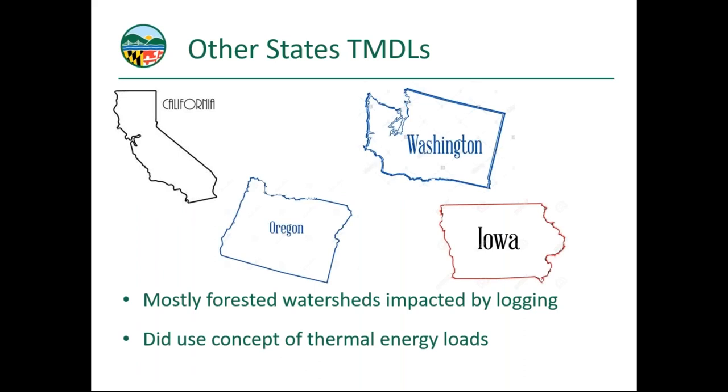So after we collected that data, we began our TMDL development. First step, we obviously didn't want to recreate the wheel, so we looked at what other states were doing. We saw that a number of states already had TMDLs, and from our poll, we see a number of you have TMDLs already. Obviously, the East Coast is different than the West Coast, and what we were seeing in the TMDLs that were already done is that it was the forested watersheds that were impacted by logging. We don't have that in Maryland. But we did use the concept that we were going to express our TMDL in terms of thermal energy loads, without a methodology from other states.